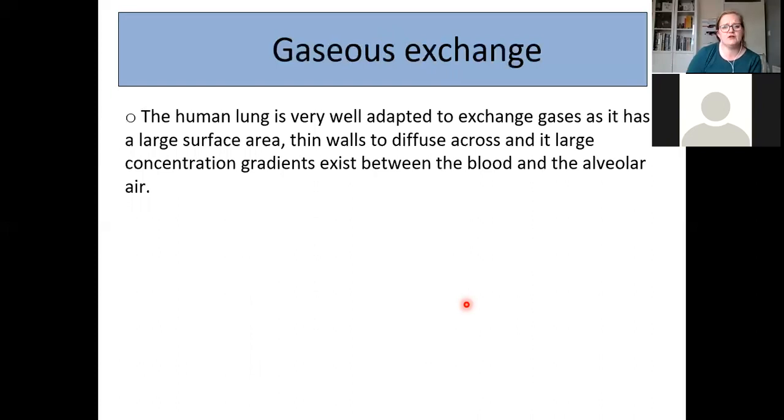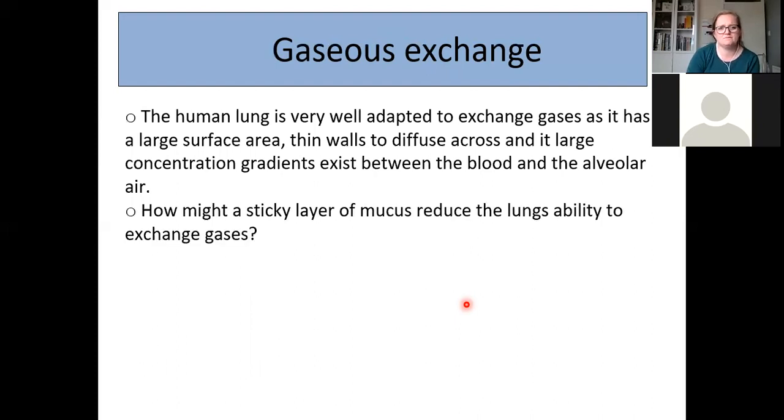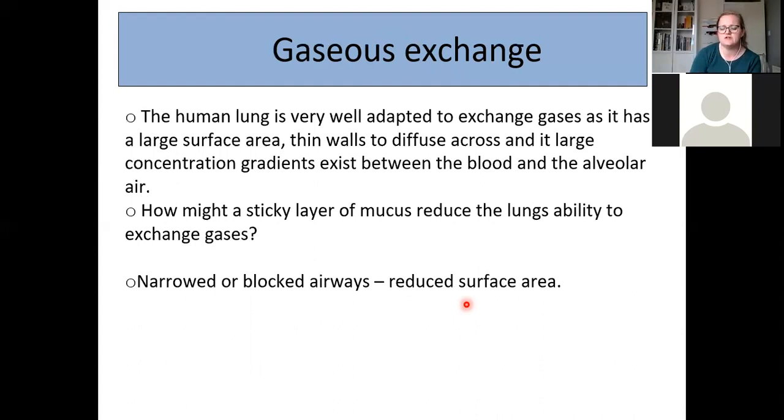So the human lung's really well adapted to gaseous exchange. It's got large surface area, thin walls, large concentration gradients. A sticky layer of mucus, the issue with that is it actually can block our airways, so it reduces our surface area.